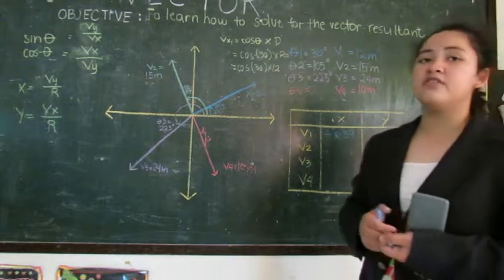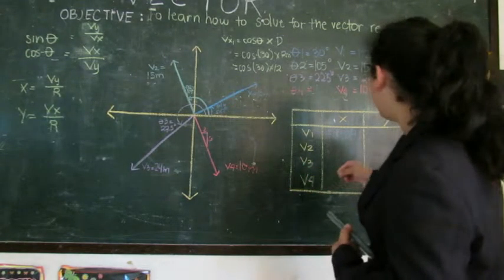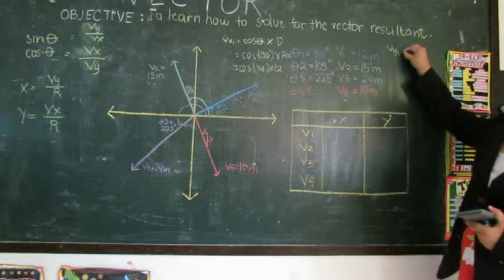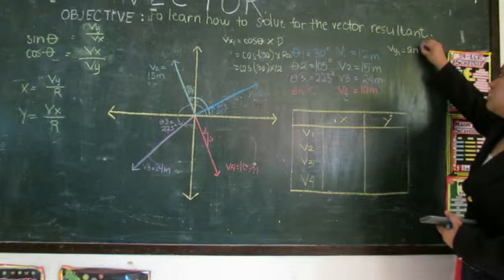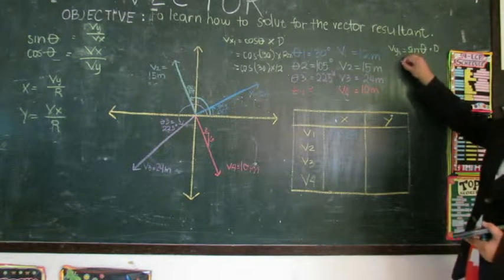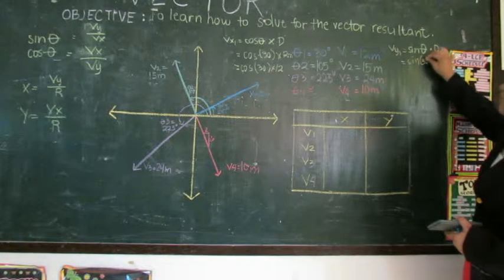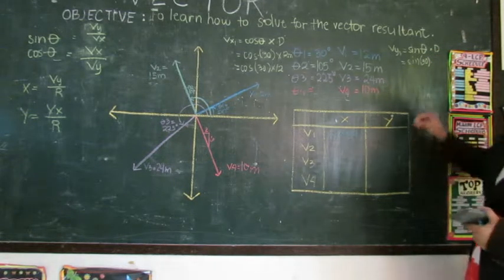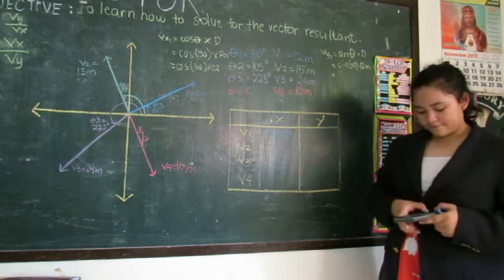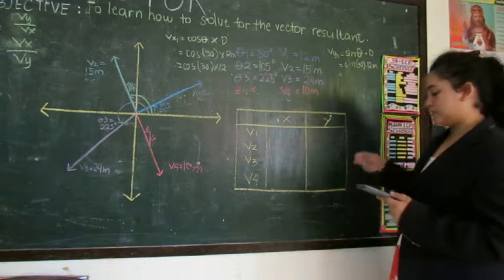So for solving Vy1, we have to use the sine function. Sine function times the value of the angle and then times the distance. So equals sine function, the angle is still 30, times the distance, which is also 12 meters. Equals 12 times sine 30, which is equal to 6.